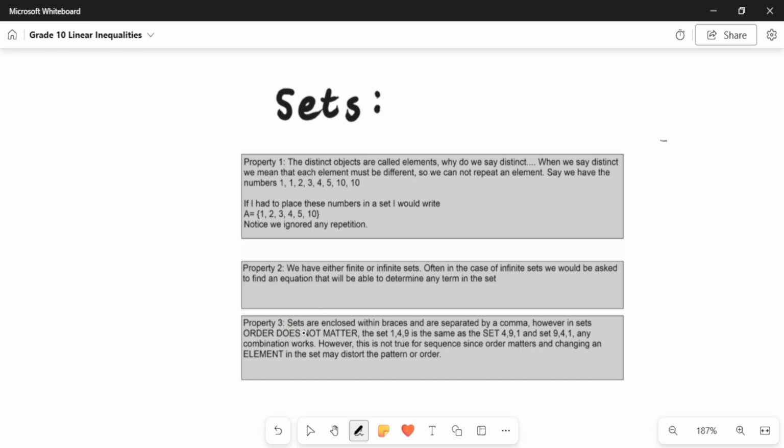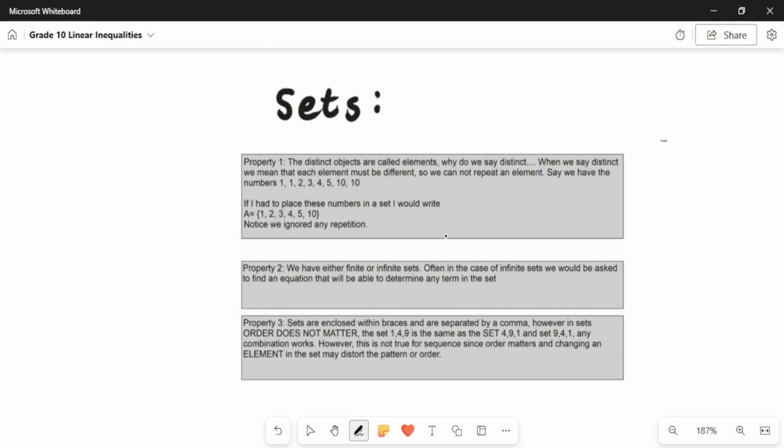Right, property number 3, sets are enclosed within braces and are separated by a comma. However, in sets, order does not matter. Very important when we get into number patterns. The set {1, 4, 9} is the same as the set {4, 9, 1}, and it's the same as the set {9, 4, 1}. So whatever combination you could get from this, however you may change the order of these numbers, it does not matter. It'll be the same. However, this is not true for sequences, since order matters, and changing an element in the set may distort the pattern of the order.